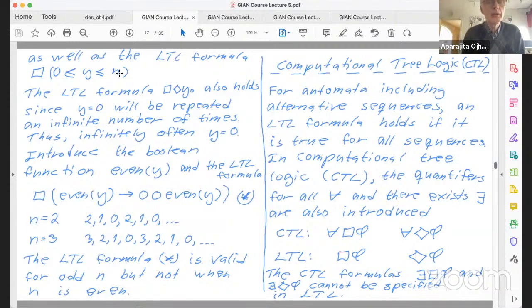Now to something a little bit more interesting. The LTL formula always eventually y0 also holds, since y equal to 0 will be repeated an infinite number of times. It goes down to 0 and then back to value n and then back to 0 again. So from time to time y equal to 0 is happening, and that means that it's repeated infinitely often, and always eventually y0 is then true.